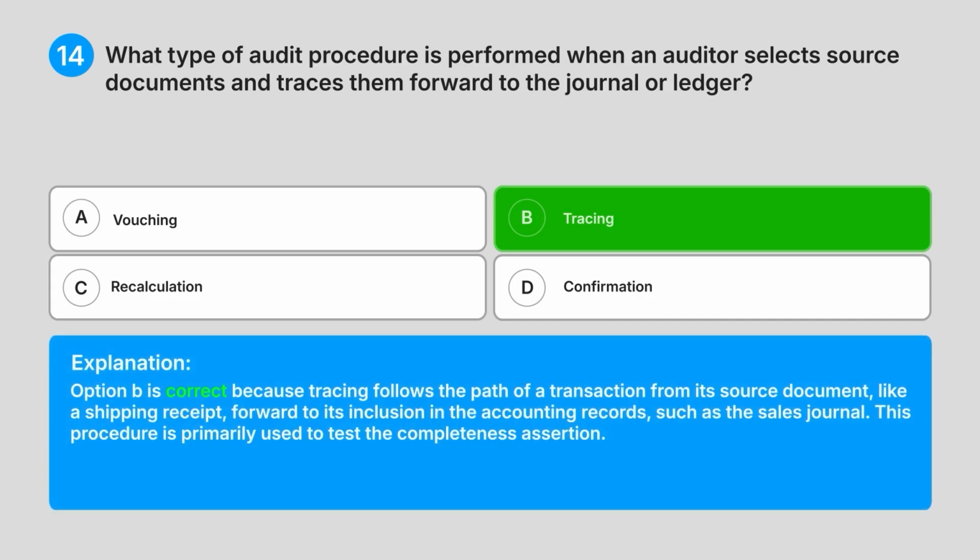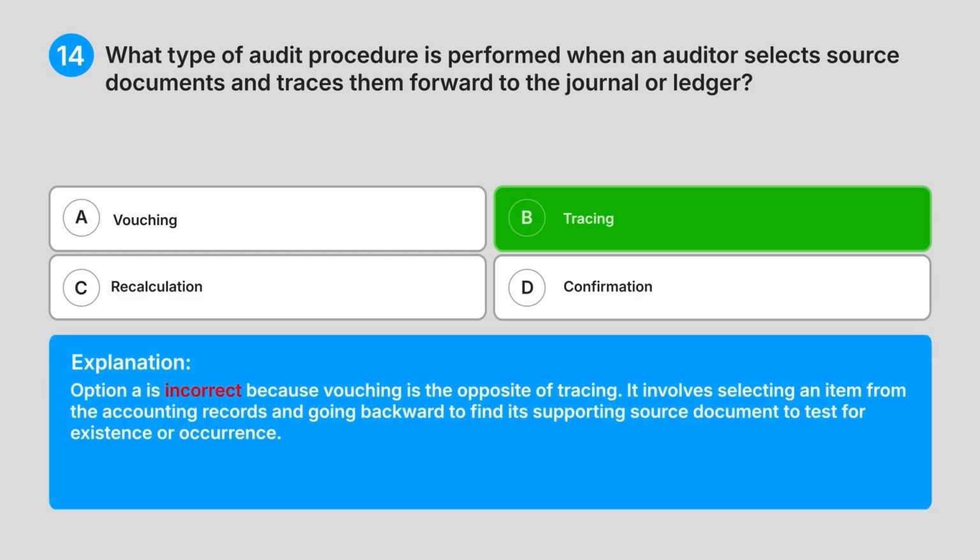Explanation. Option B is correct because tracing follows the path of a transaction from its source document, like a shipping receipt, forward to its inclusion in the accounting records, such as the sales journal. This procedure is primarily used to test the completeness assertion.